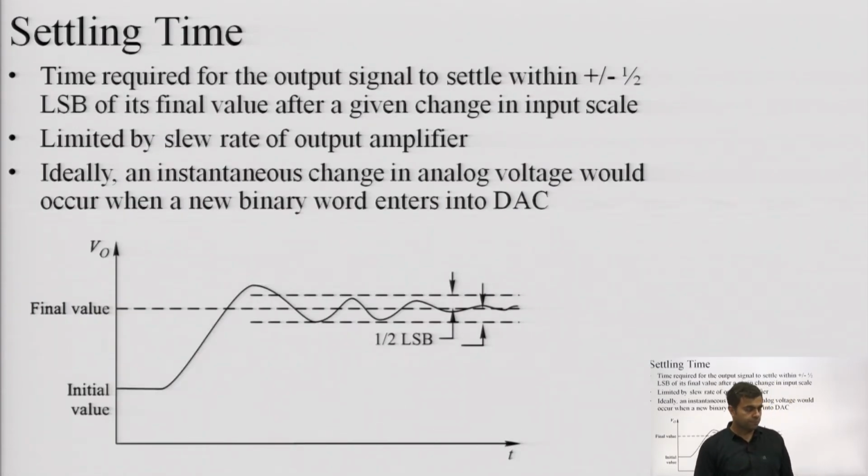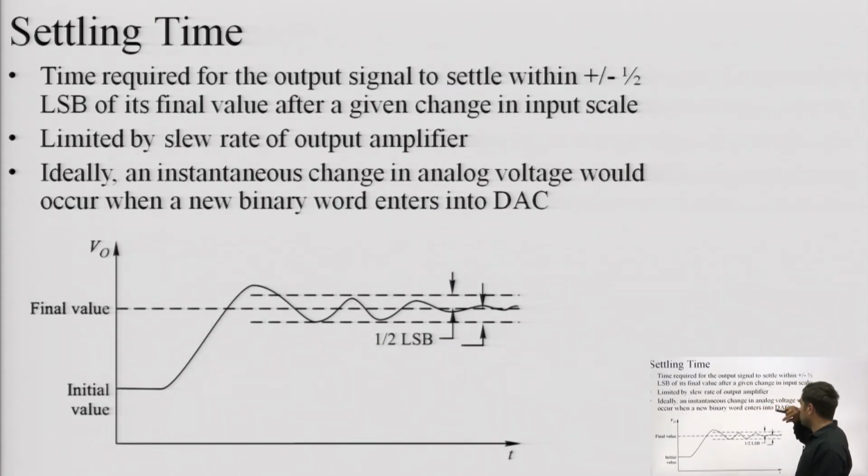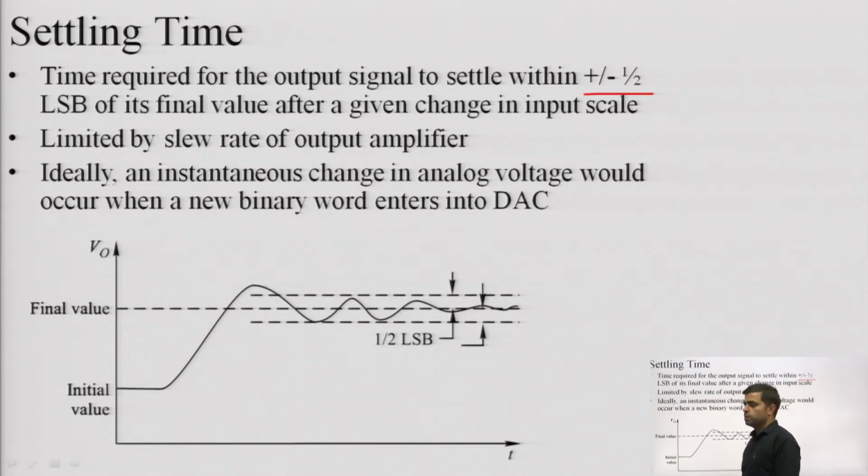Then settling time. So settling time is the amount of time required by the output signal to settle within plus minus 1/2 of the LSB of its final value. So if LSB is 1, then 1/2 is 0.5. So if my output has settled between plus minus 0.5, then we can say that my output will be considered settled. We will not be waiting till that point, till it becomes exactly constant.